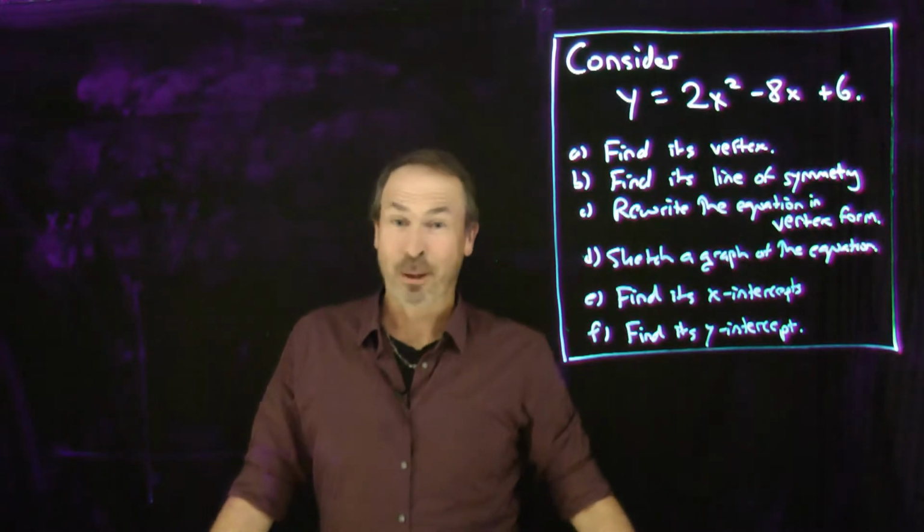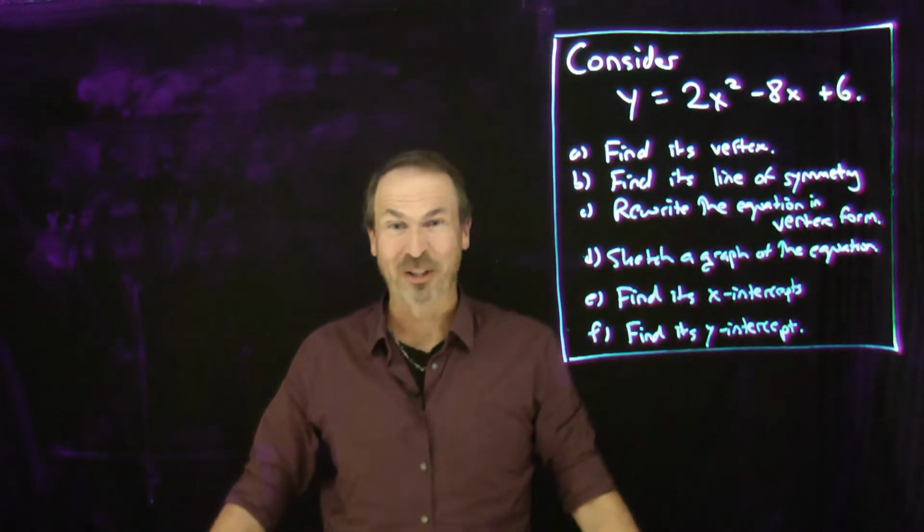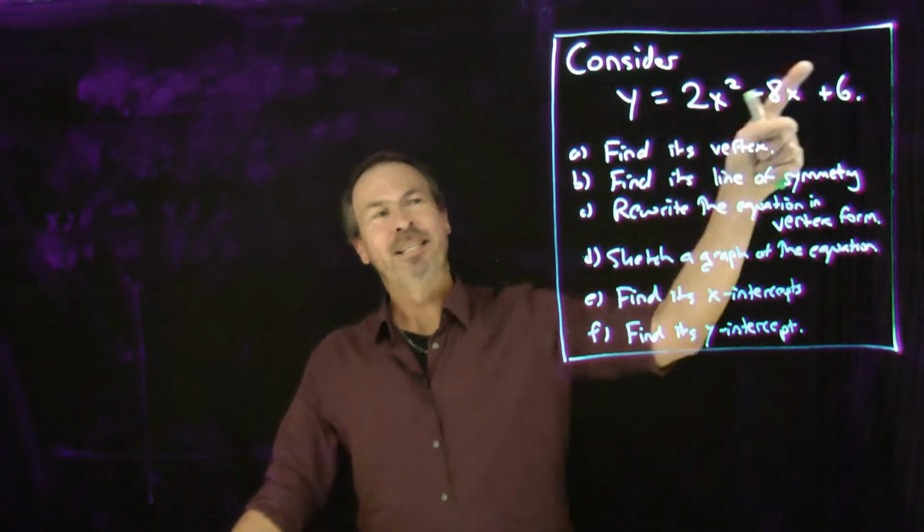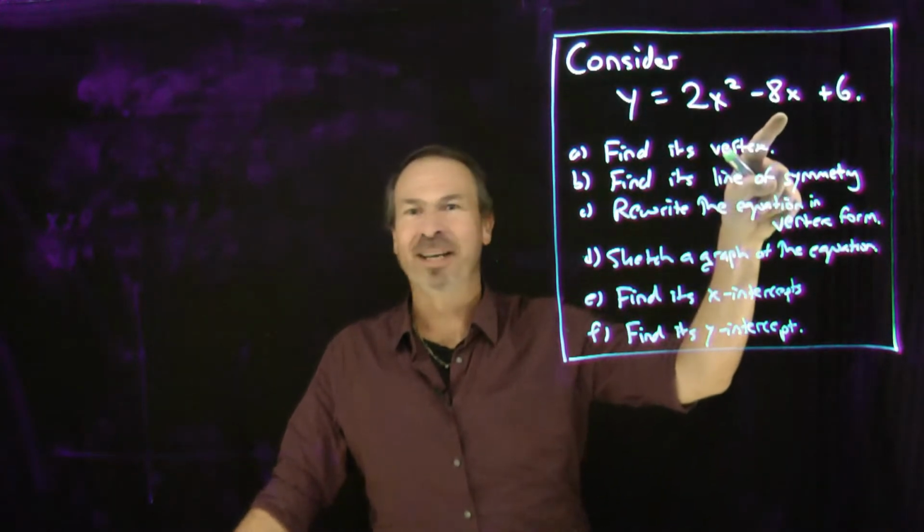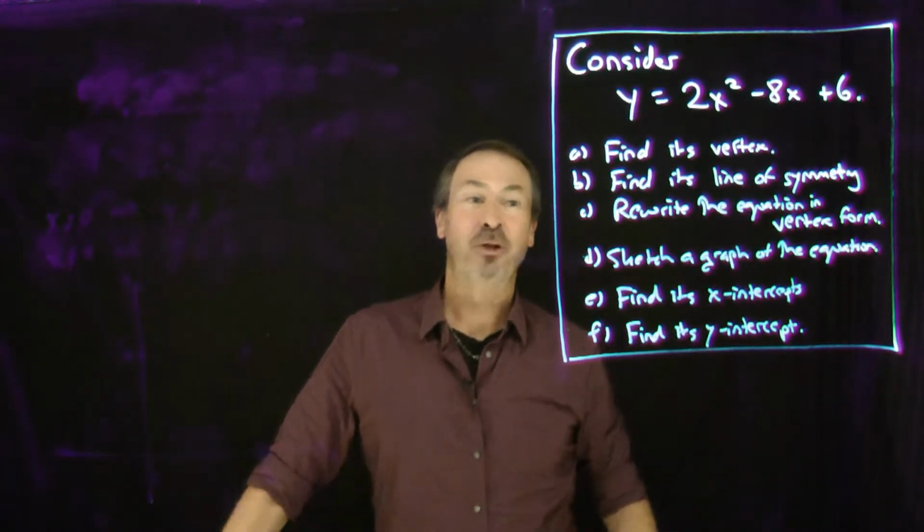G'day! Here's a typical and very technical textbook question. It goes as follows. Please consider y equals 2x squared minus 8x plus 6. And let's do the following things.